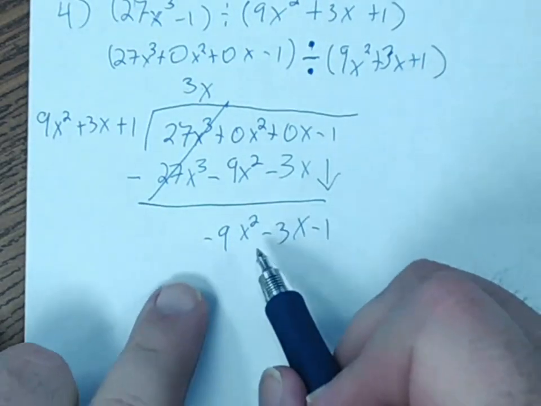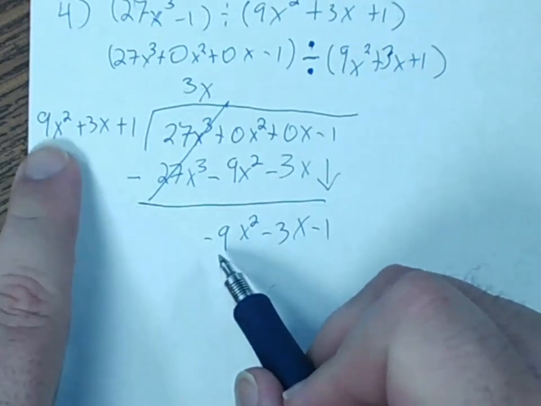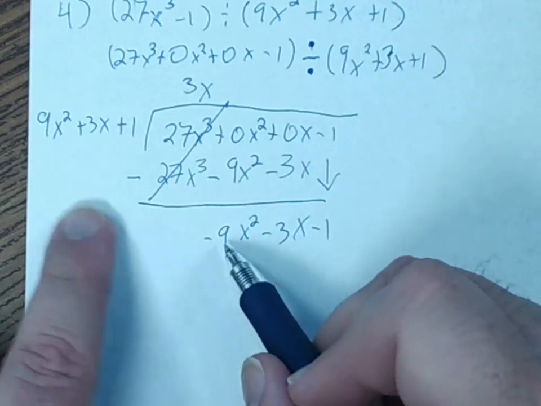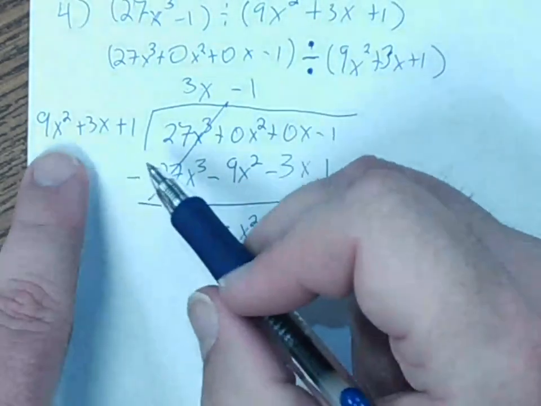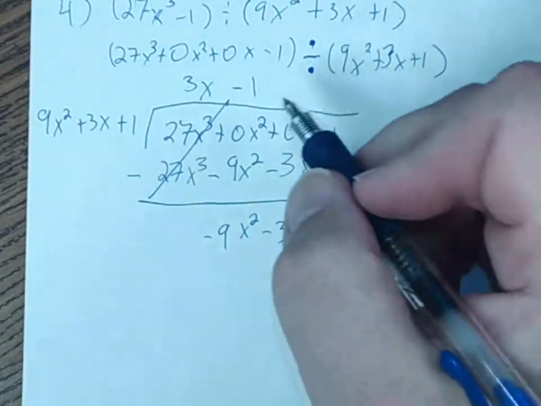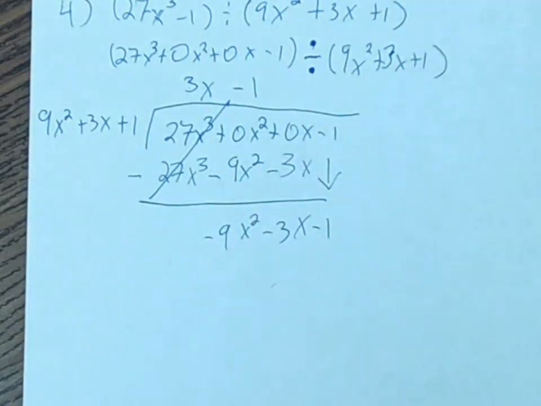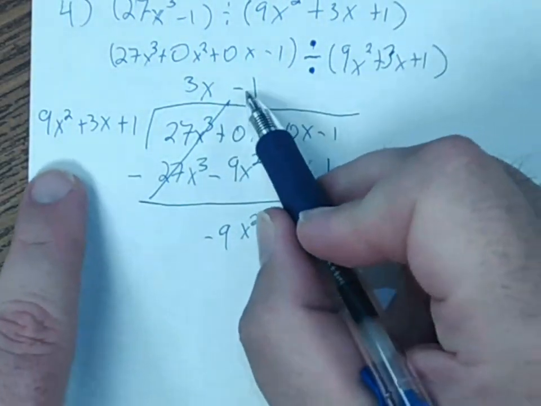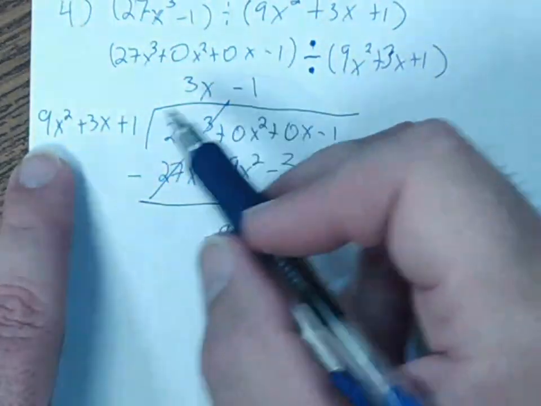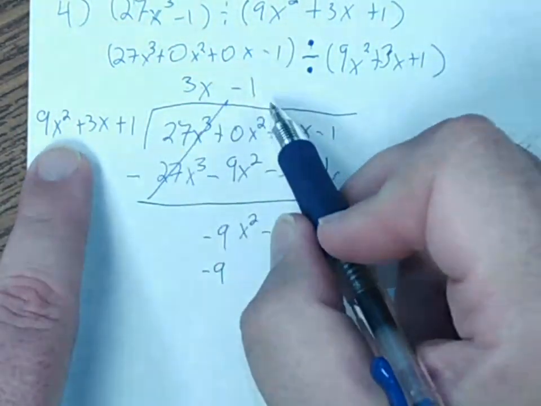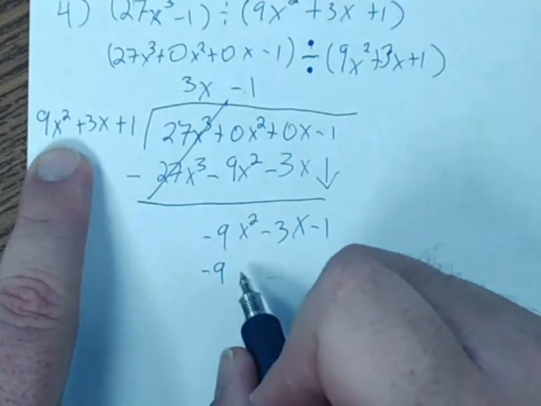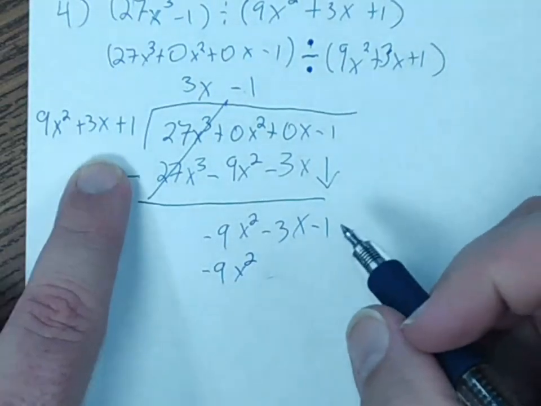Oh, this is exciting. So negative 9x squared divided by 9x squared. Negative 9 divided by 9 is negative 1. X squared divided by x squared cancels out, so there are no x's that go behind the 1. Step 2, multiply. Negative 1 times 9x squared. Negative 1 times 9 is negative 9. And I've got x squared, but I'm not multiplying it by any x's, so it stays x squared.